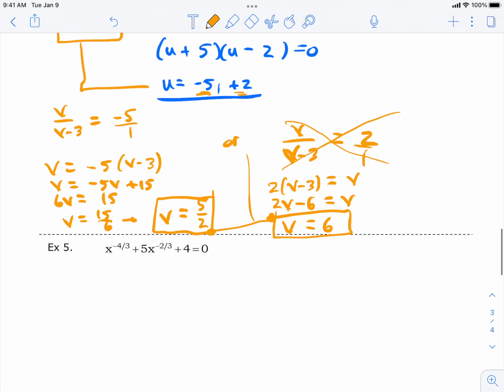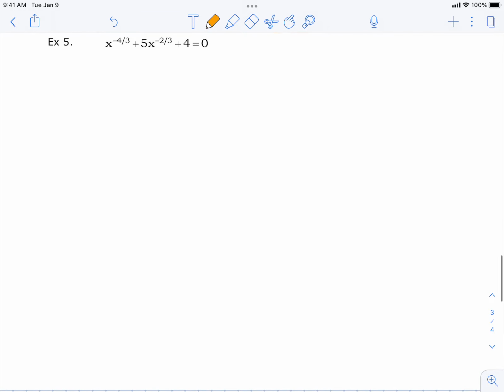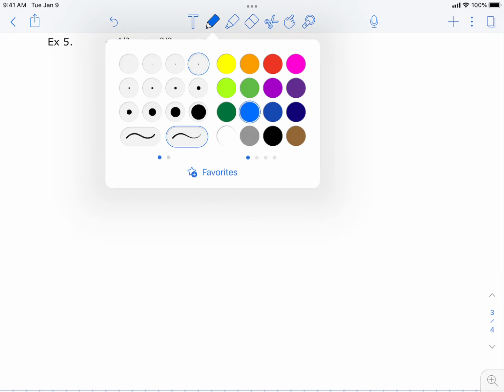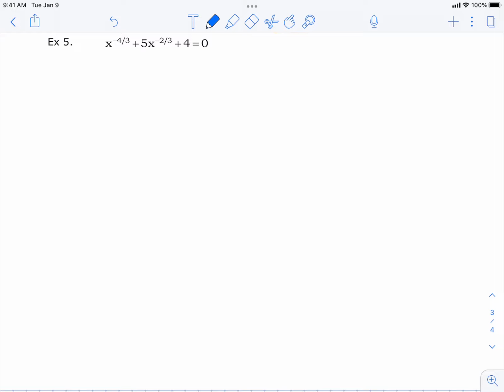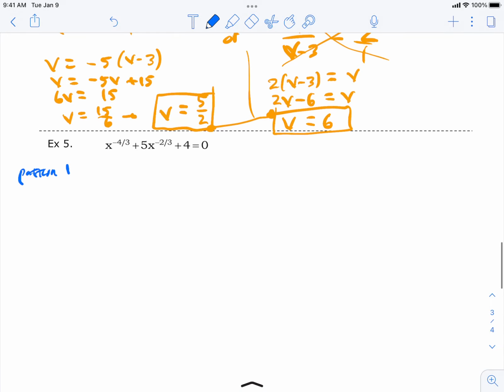Saving the best for last as usual. What do you think of that one? Okay, scratch your head for a little bit. What we want to do is try to come up with a pattern. Man, this thing is weird. A pattern that repeats. What the heck is repeating here, really? Well, there's an x. I guess there's that. Here's an x to the minus 2/3, and there's an x to the minus 4/3.